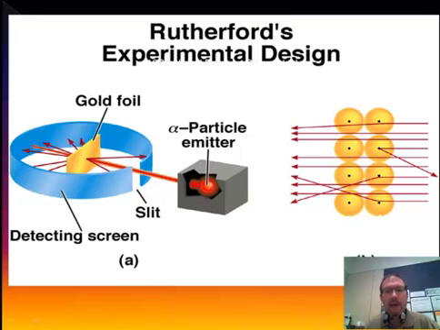So here's the experiment. Here's your source of alpha particles shooting through a slit. This right here is a phosphorescent screen that glowed anytime a particle ran into it. Here's your gold foil. And as those particles came in, they would hit the gold foil. Several would pass through. A few would be slightly deflected. Very, very few are deflected back at very severe angles. And so most passed in between those nuclei.